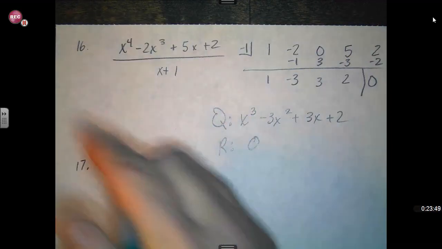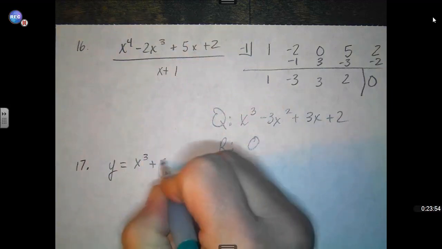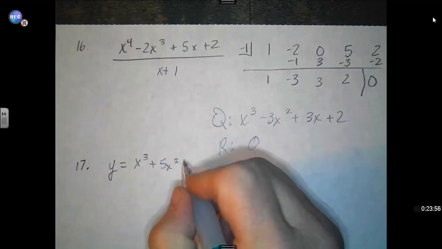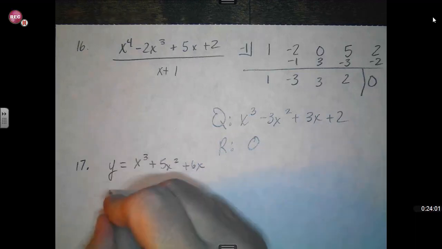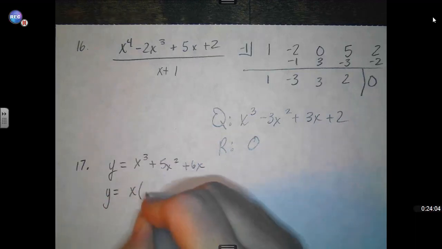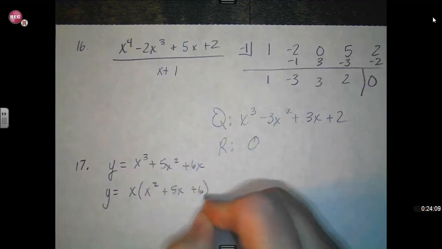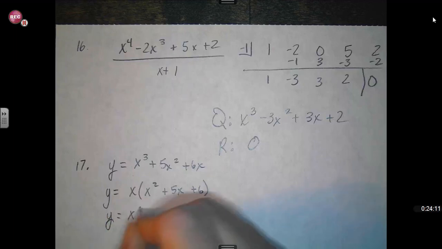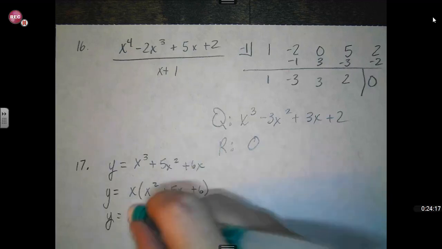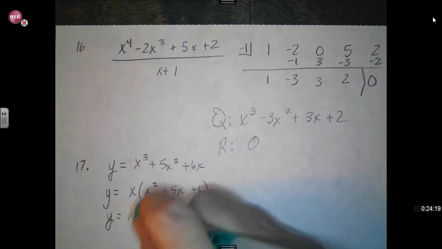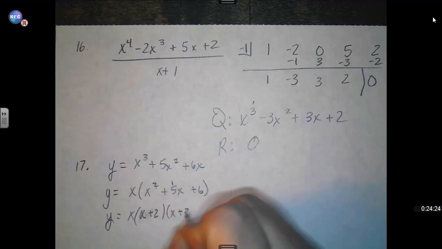17. Let's get to the graph of y equals x cubed plus 5x squared plus 6x. That was relatively nice because we can take out the greatest common factor, which is x, and get x squared plus 5x plus 6, which I believe factors x plus 2, I put another parenthesis, x plus 2, x plus 3.